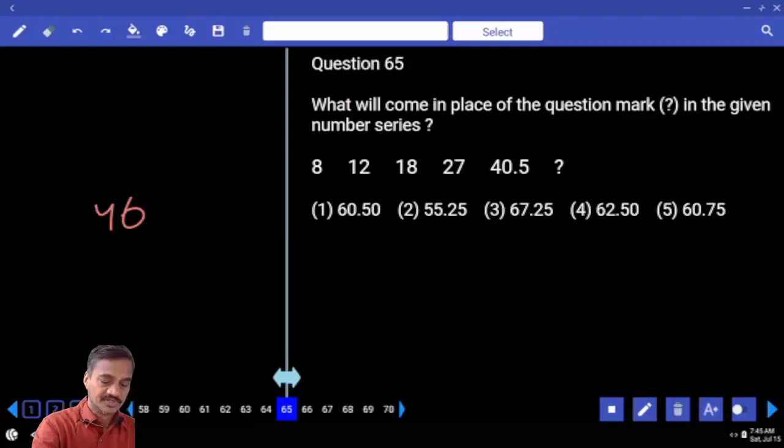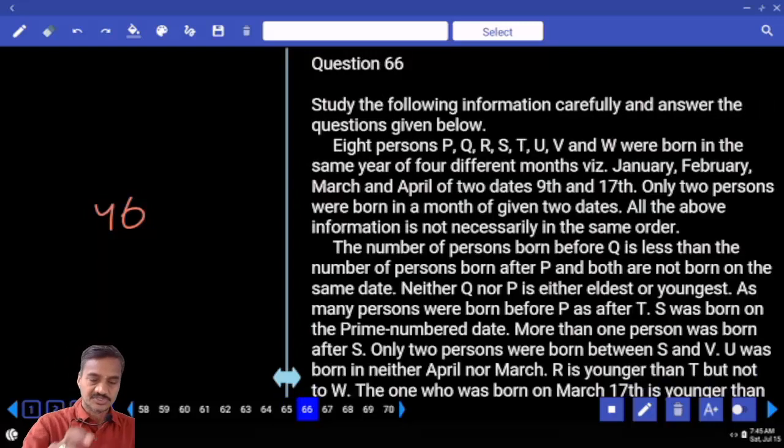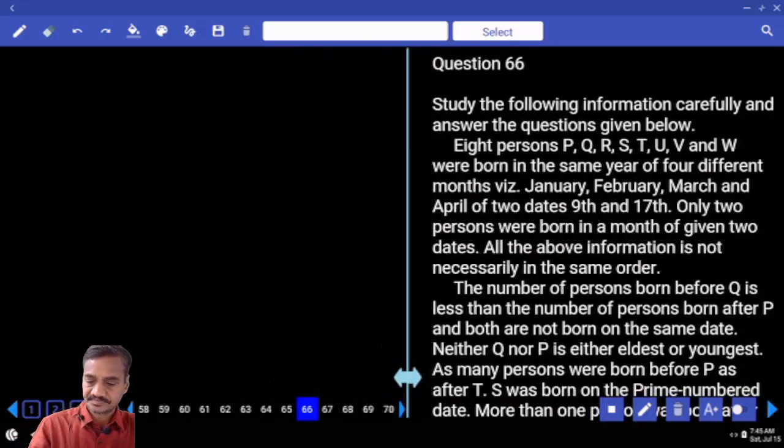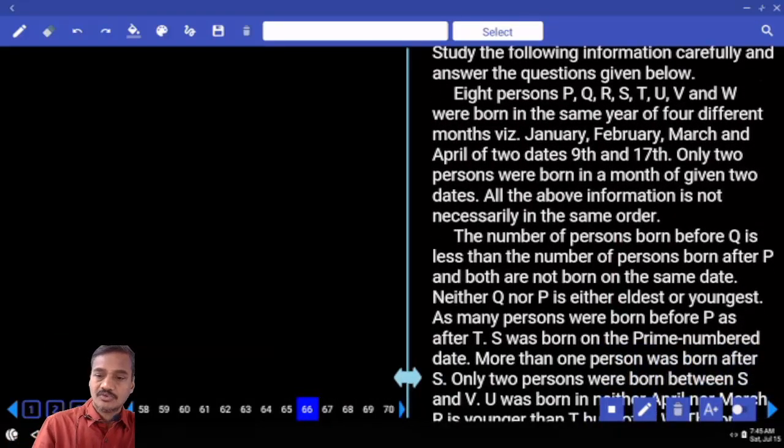Now paper number 46, IBPS Clerk Prelims. Then question number 66 onwards. In question 66 there are 8 persons. They were born in the same year, in 4 different months, with 2 dates in each of these months. What are the months given here?